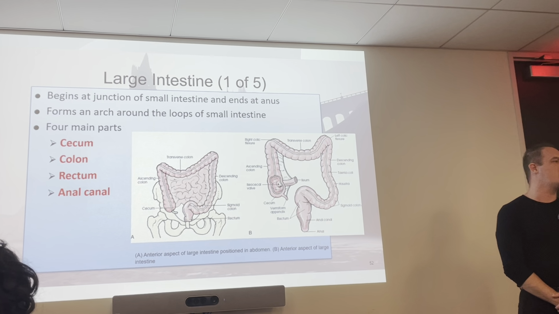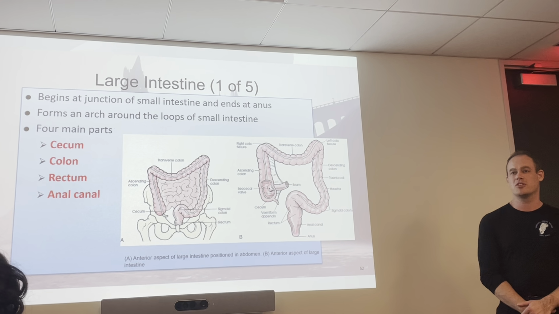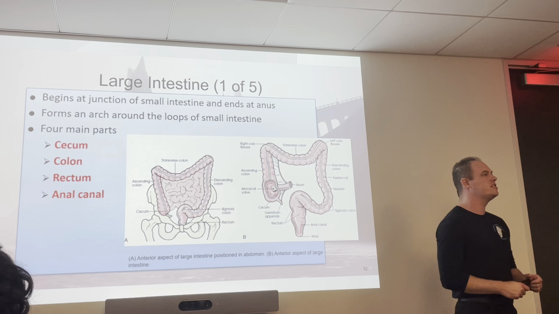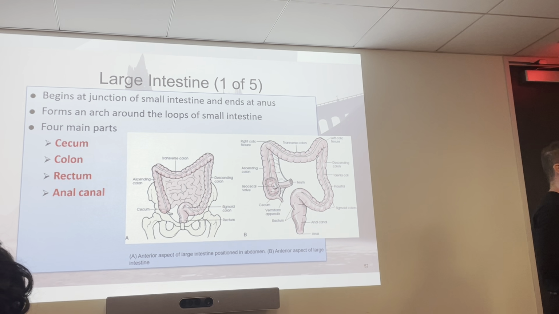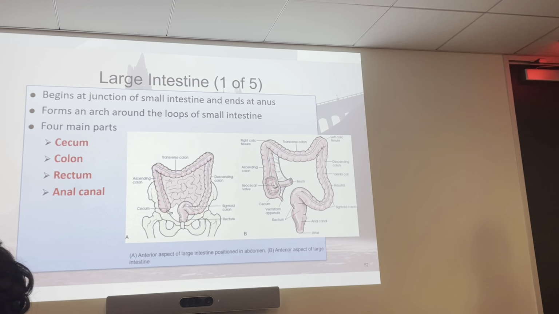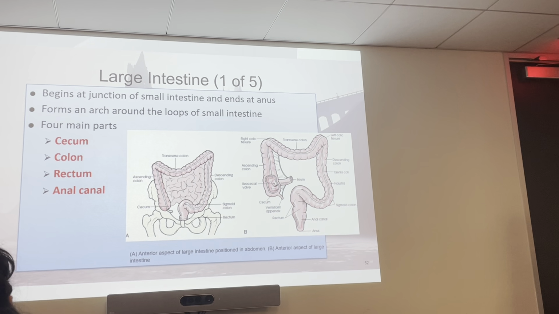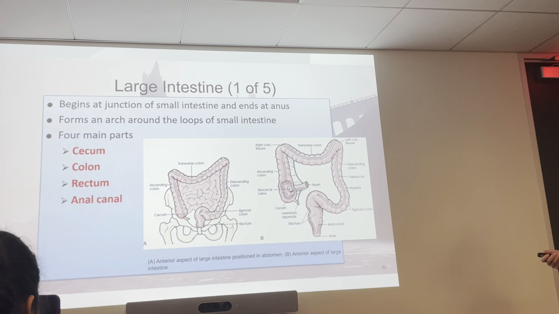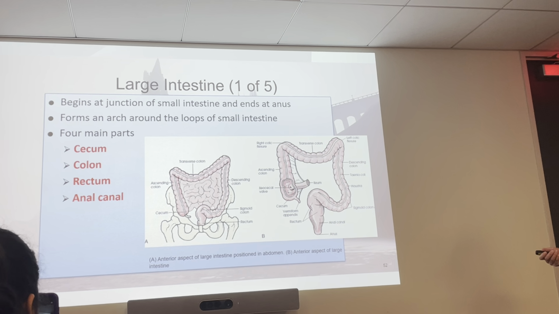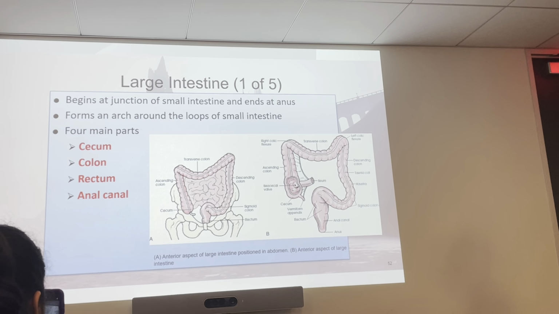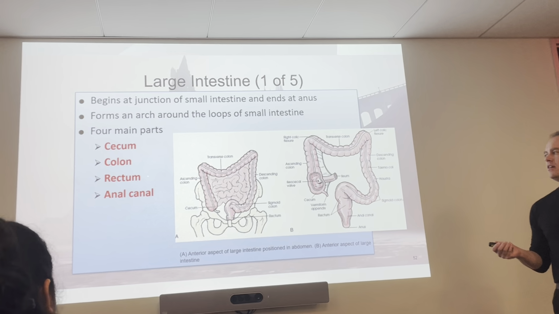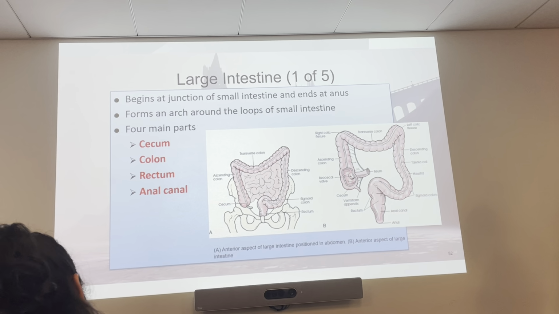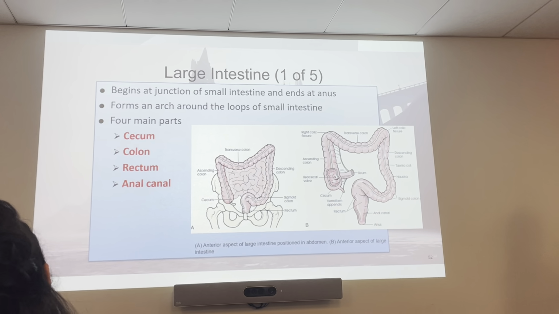Now, last organ to talk about for this chapter, guys, before we start getting some positioning. The large intestine. That's going to begin at the junction of the small intestine, ileocecal valve specifically, and end at the anus. It's going to form an actual arch around the loops of the small intestine, as you see right here. And we got those 4 main parts being the cecum, the colon, the rectum, and the anal canal. 4 main parts of the large intestine.